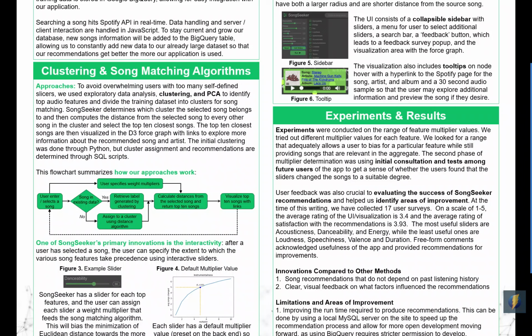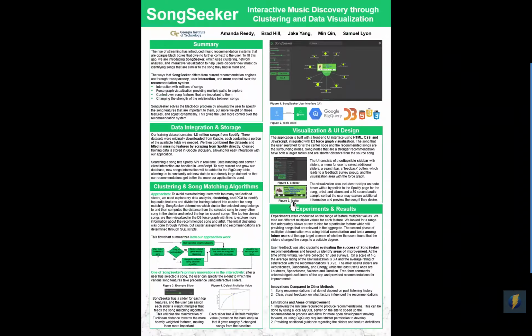In terms of how it works, the user first enters a song through the UI. SongSeeker then determines whether it's a new song or not and assigns it to a cluster. It computes the distance from the selected song to every other song in the cluster and identifies the top 10 closest songs and visualizes them in the force graph. And the user can do this search over and over again to explore more songs. I'll now switch over to the app so we can look at it together.